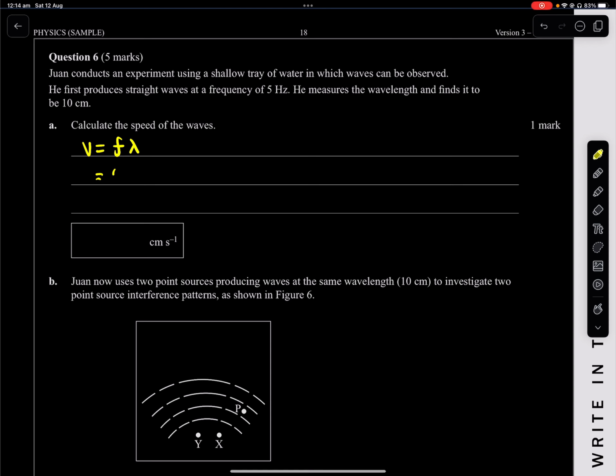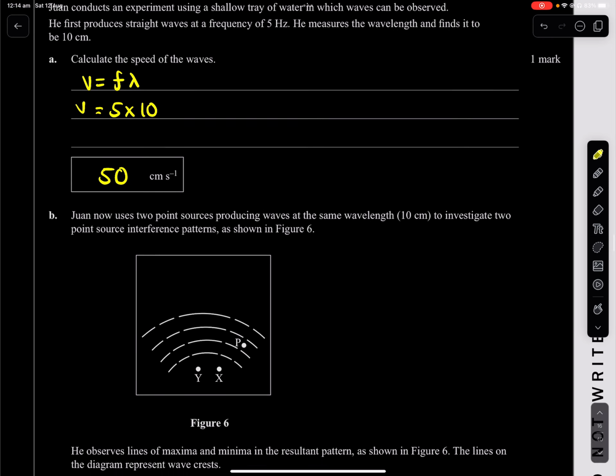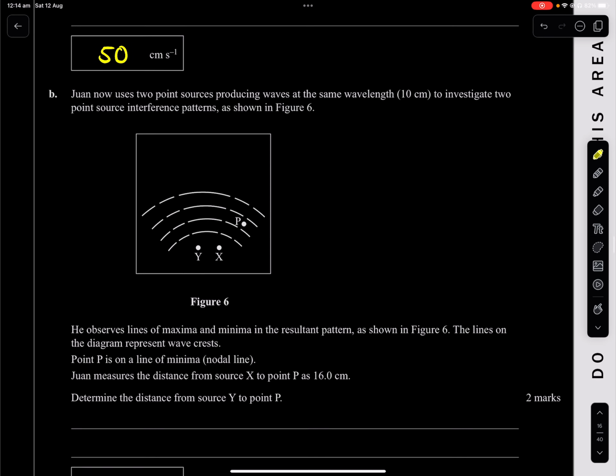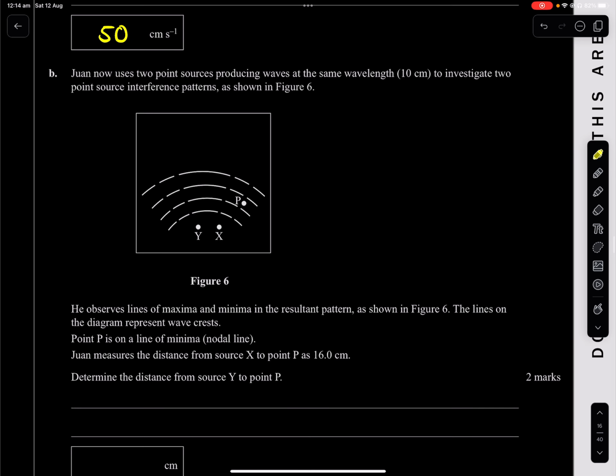It's frequency times your wavelength. The frequency is 5, times the wavelength, which is 10. So it's 5 times 10, which is 50 centimeters per second. Perfect. Juan now uses 2 point sources producing a wave at the same wavelength, 10 centimeters.